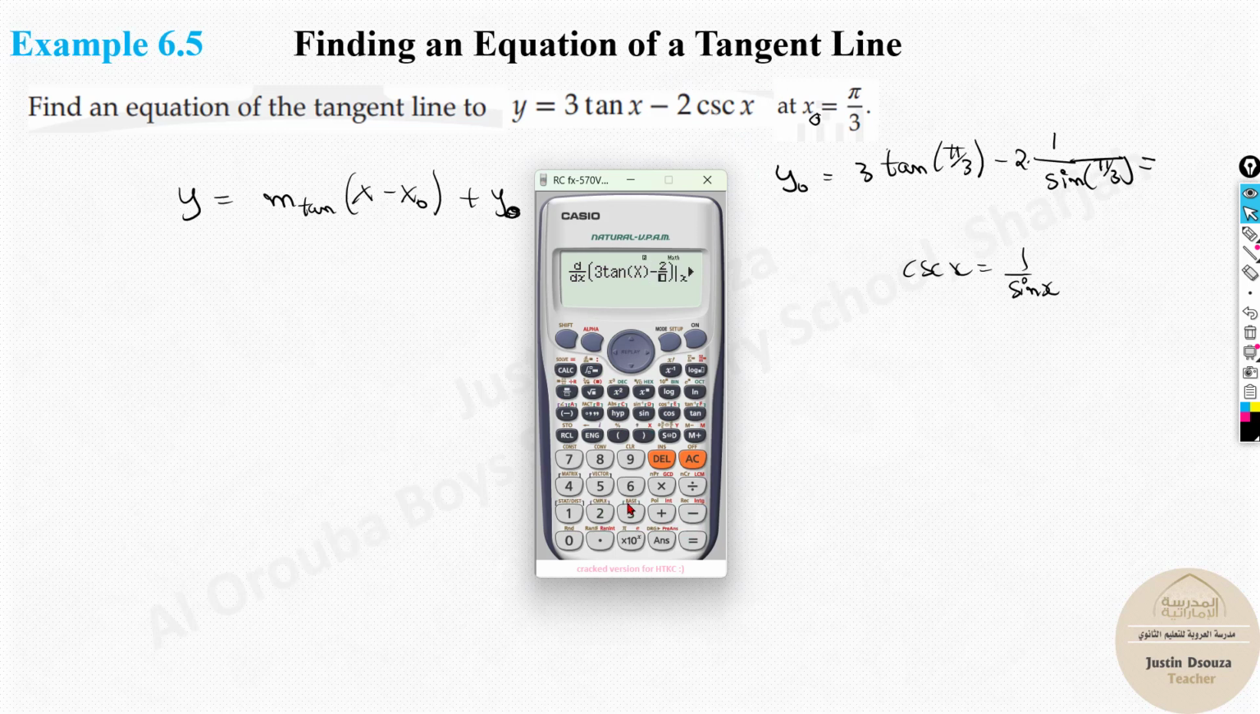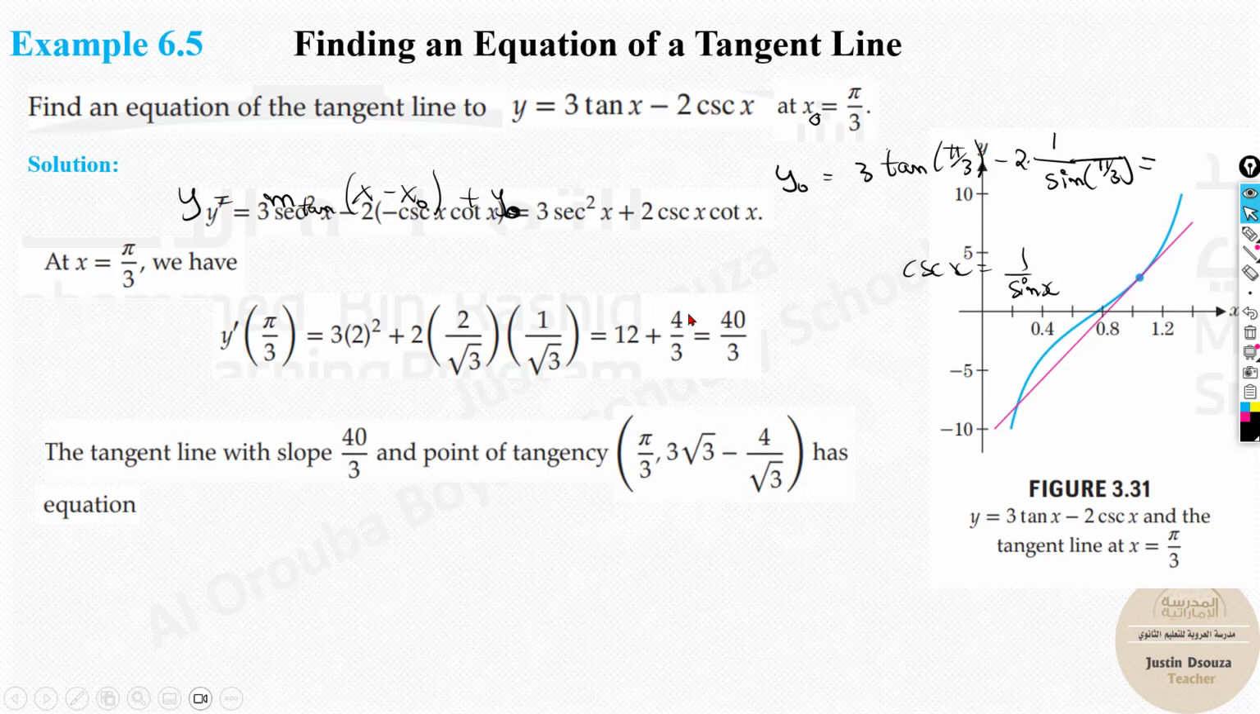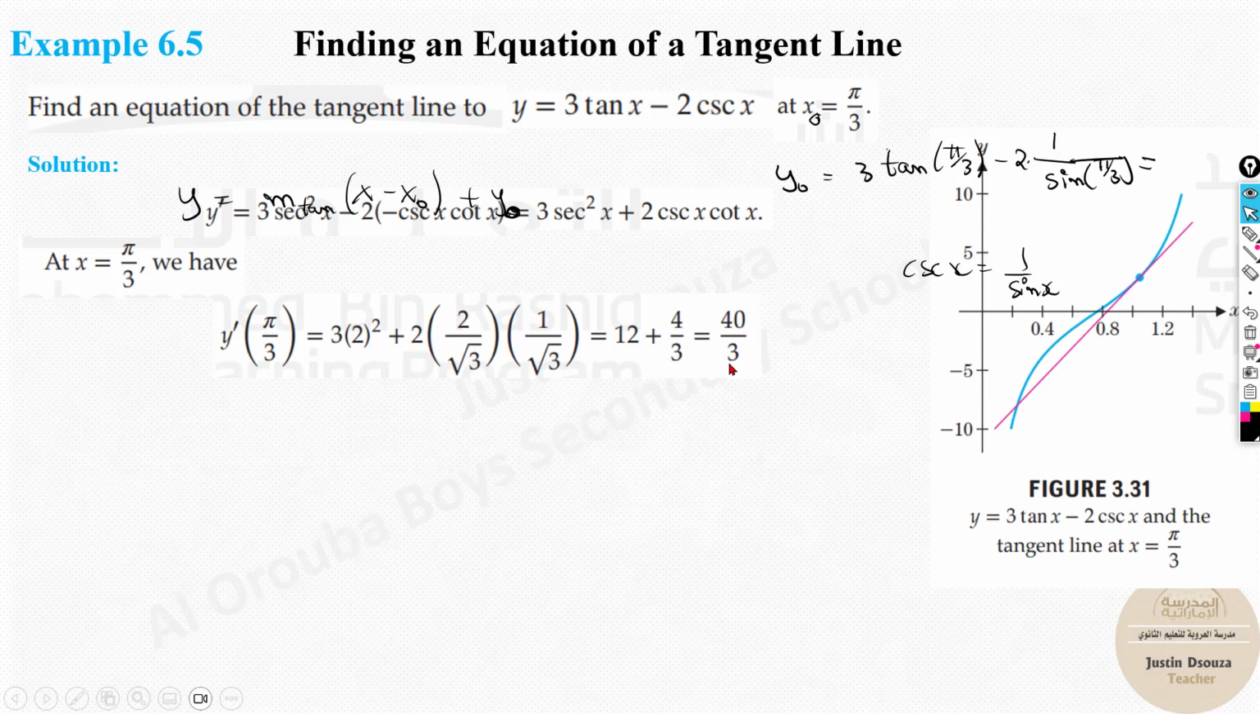3 tan x alpha x, close the bracket, minus 2. You don't have cosecant, so what do we have to use? Divided by sine alpha x. Okay, close the bracket. Or you can write 2 multiplied by 1 by sine x. It's the same thing. Now x is how much? At pi by 3. So over here there is shift and pi divided by 3. Just press equal to. The answer is 40 by 3 or 13.33. Okay. So let's just quickly check the answer. Yes, it's 40 by 3. So you can directly get the answer 40 by 3.